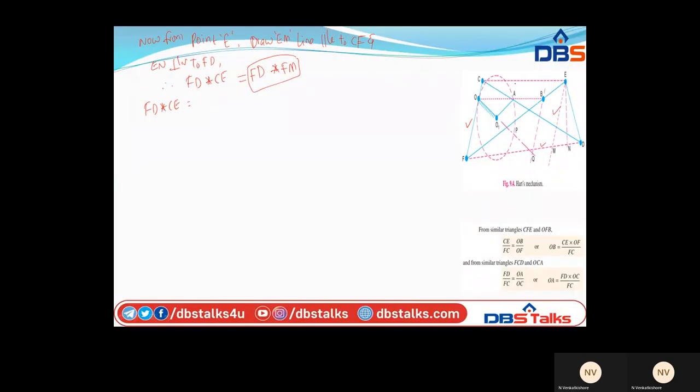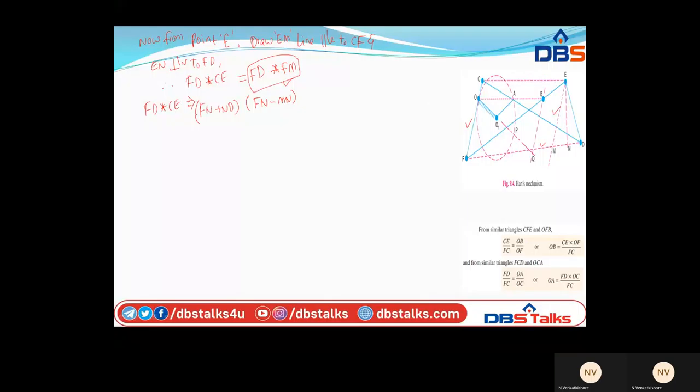So FD into CE equals FD into FM. We are writing the same thing. Then what about the FD? We will write it as FN plus ND. Totally, FD into FN minus MN equals C.